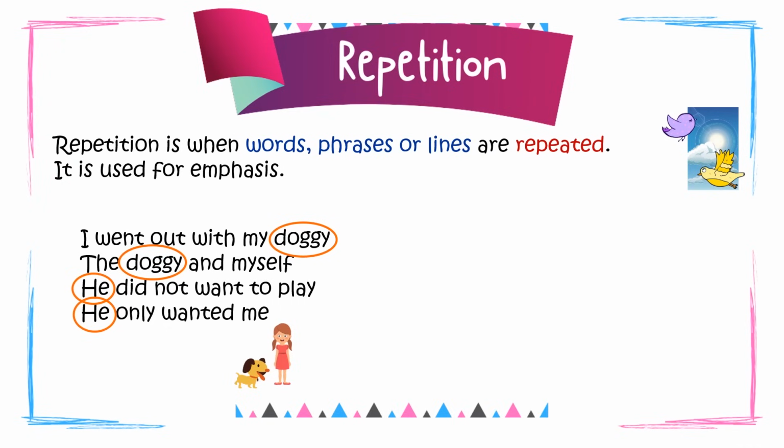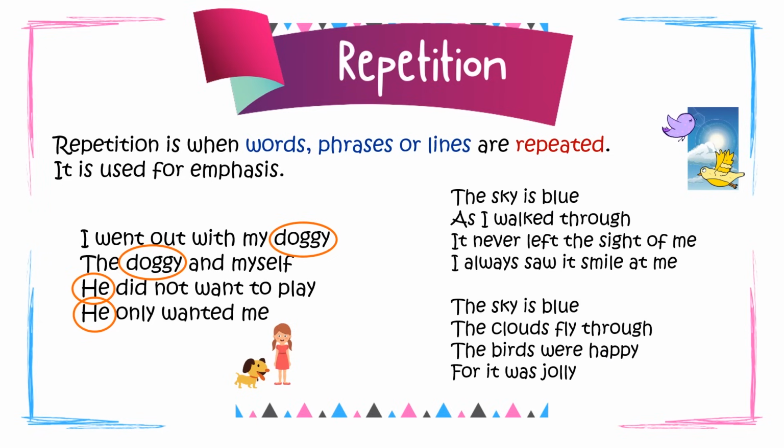Now, doggy, doggy, he. Why? As the author. Oops! Do we call people who write poems authors? No. We call them poets. So, why do you think the poet has repeated doggy and he? Well, because he wants to emphasize that the poem is about a little doggy. Let's look at another one.